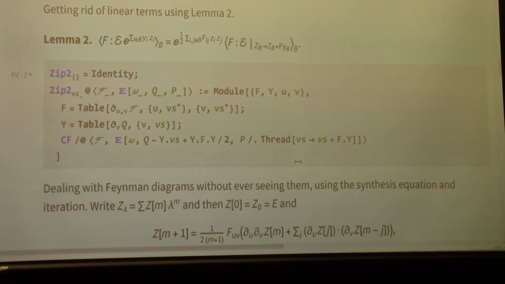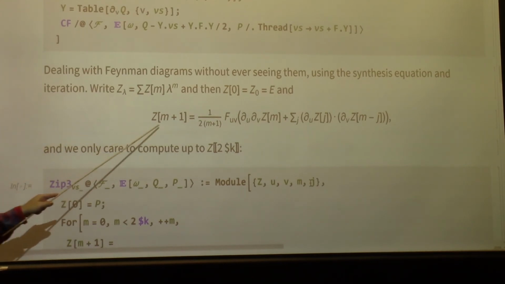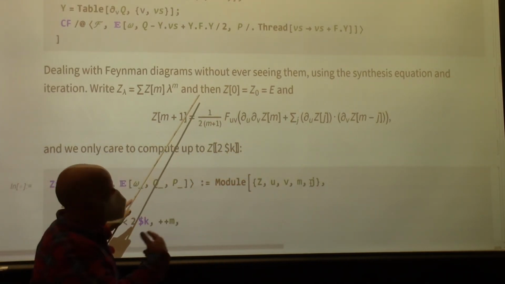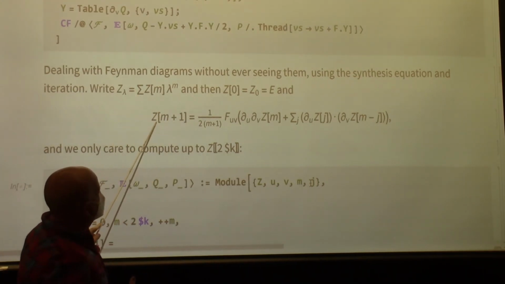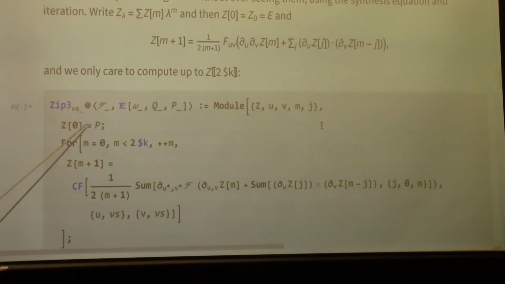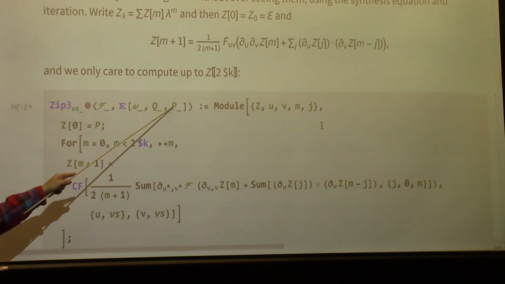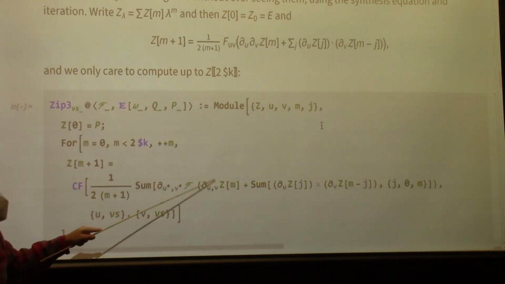And finally, zip3 is solving this system, is finding z sub lambda by iterating this operation. So basically, you set z0 to be the input, the perturbation term, and then as m goes from 0 to twice $k, the place where we chop, you set zm plus 1 to be, well, this is literally the formula that we have on the board.